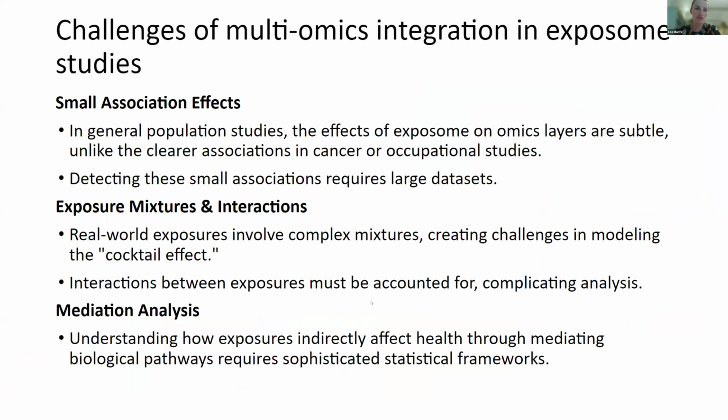We have a problem of small association effects. Omic studies have actually been initially developed in cancer studies, clinical studies, or occupational studies. But now most of the exposome studies are in the general population. So we expect subtle effects. And that's where we need to think about what kind of statistics are necessary to do that. And these small associations require large data sets.